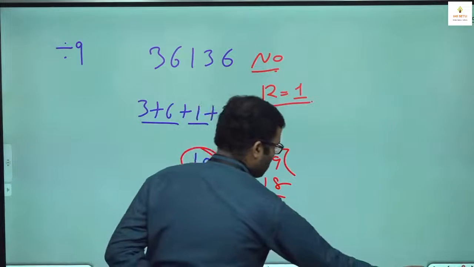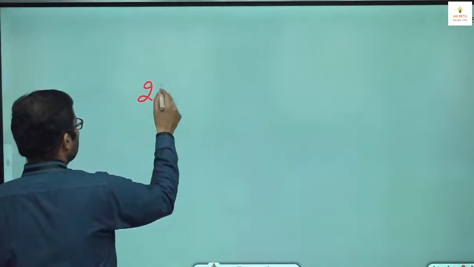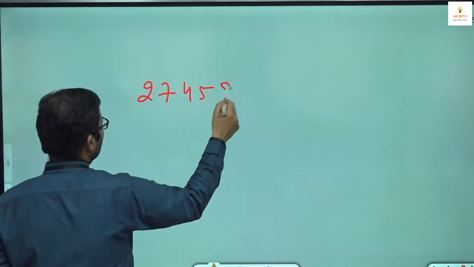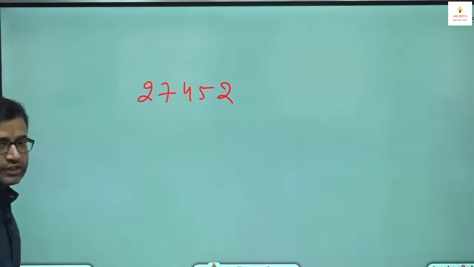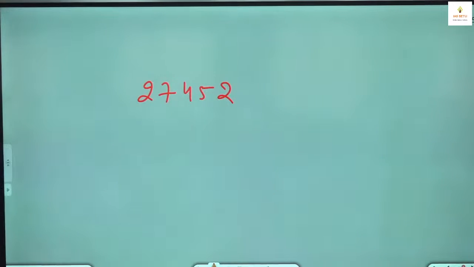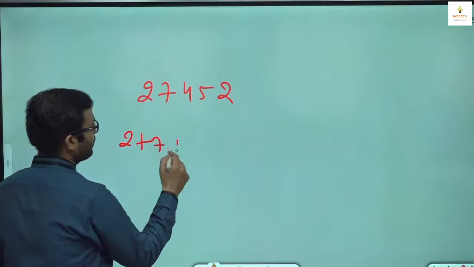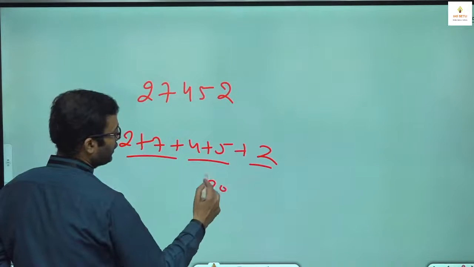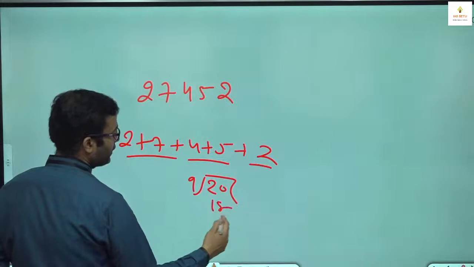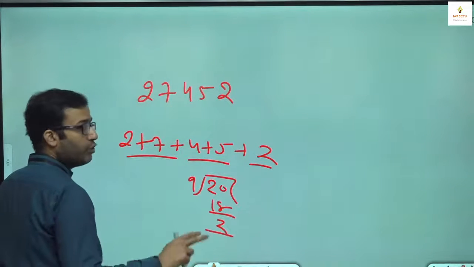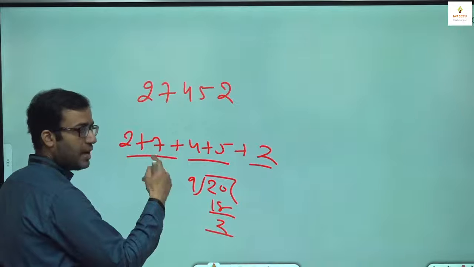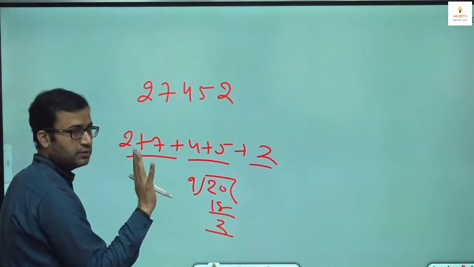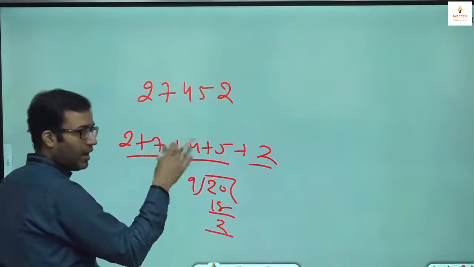Now you check 27,452. Is it divisible by 9, yes or no? If no, then what is the remainder? This is 2 plus 7 plus 4 plus 5 plus 2, 9, 9, 18, 20. 20 divided by 9, 18, remainder is 2. But I know many of you have not done this. You have done the work that was in 3, and I will come to that point.